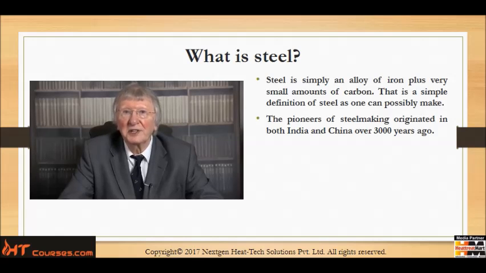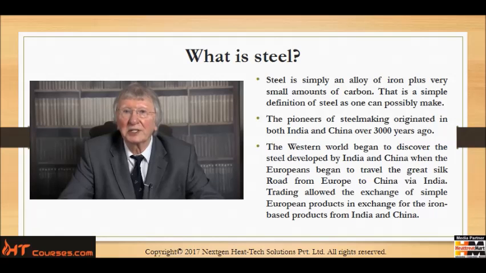The pioneers of steel making originated in both India and China well over 3,000 years ago. The Western world began to discover the steel developed by India and China when the Europeans began to travel the Great Silk Road from Europe to China via India. Trading allowed the exchange of simple European products in exchange for the iron-based products of both India and China.